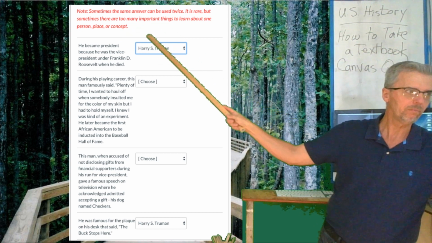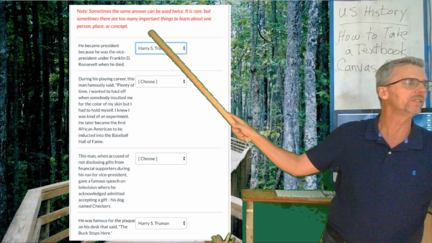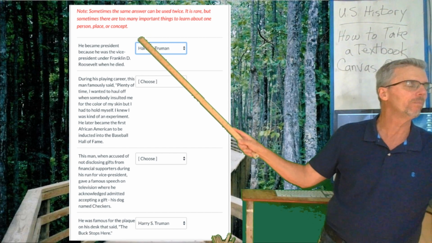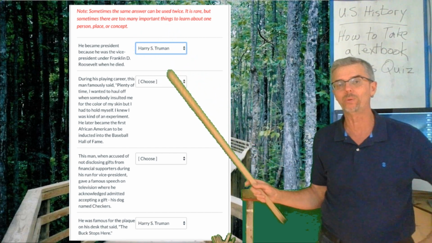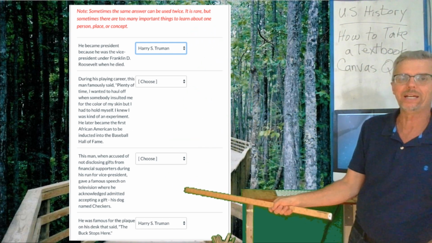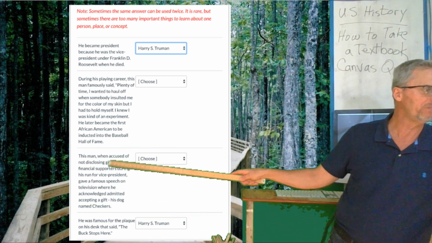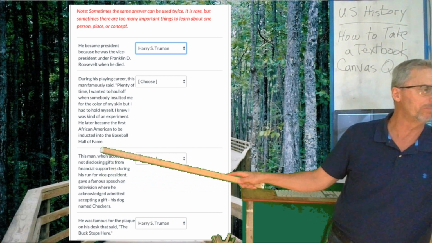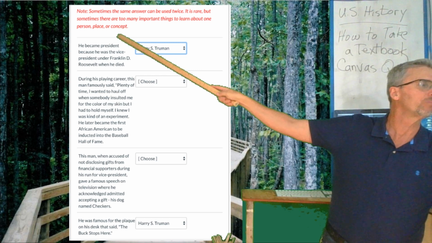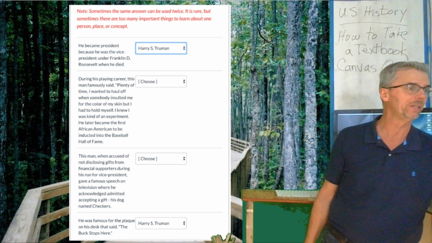All right, note, sometimes the same answer can be used twice. It is rare, but sometimes there are too many important things to learn about one person, place, or concept, so it may appear twice. And here it is, Harry Truman up here and Harry Truman again down here. So watch out for that. The bottom one is, he's famous for the plaque on his desk that said, "The buck stops here." He also became president when Franklin Delano Roosevelt died. So it was very important to have his name on there twice.